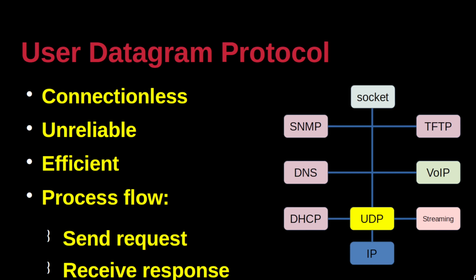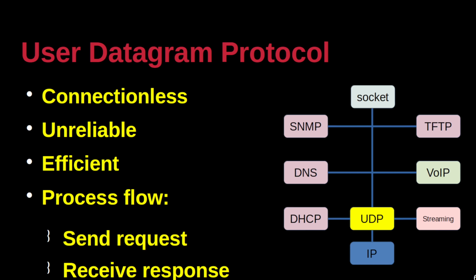Here are some of the key features of UDP. Connectionless: UDP does not establish a connection between the sender and receiver before sending data. This makes UDP faster than connection-oriented protocols such as TCP.